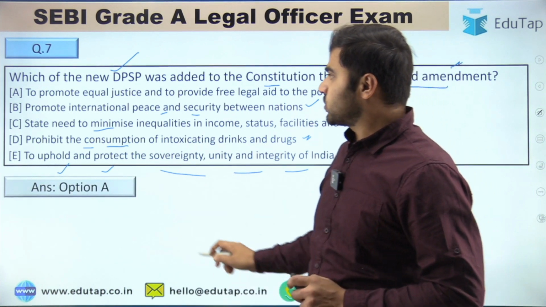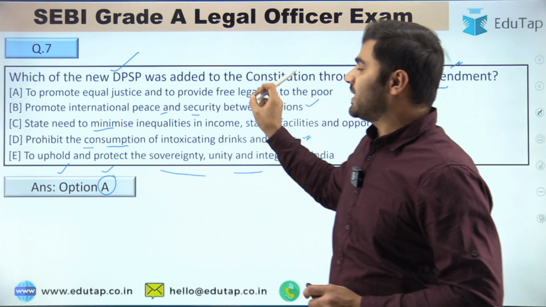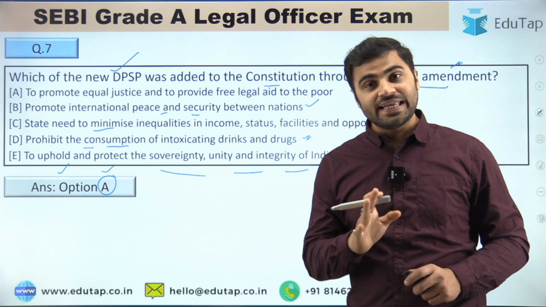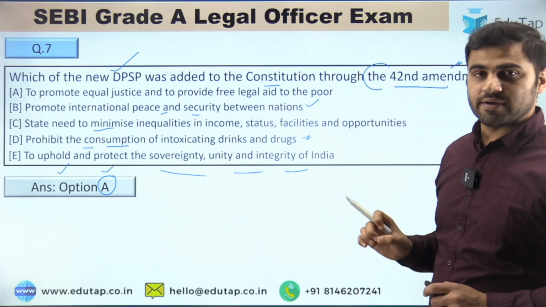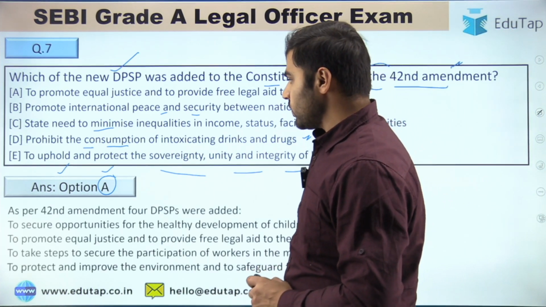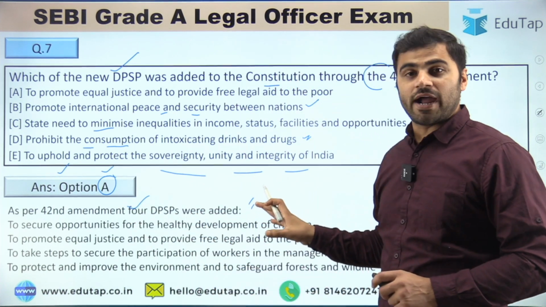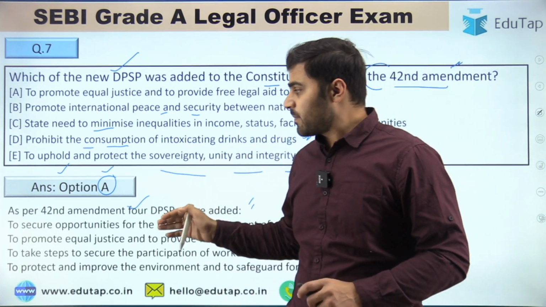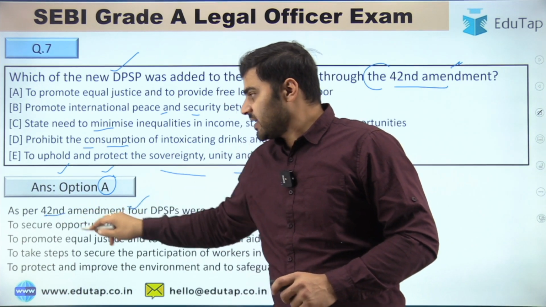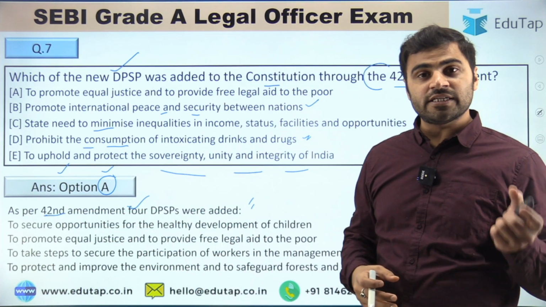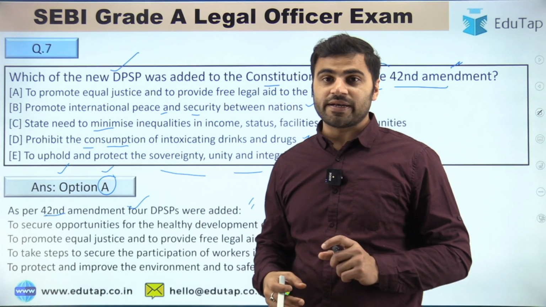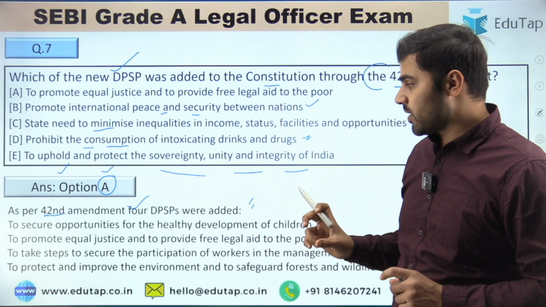So the right answer is option number A, that is to promote equal justice and to provide free legal aid to the poor. As per the 42nd Amendment, 4 DPSPs were added. You have to remember this, because sometimes questions appear in your examination asking which of the following has been added according to the 42nd Amendment Act. So you have to have an idea about that.